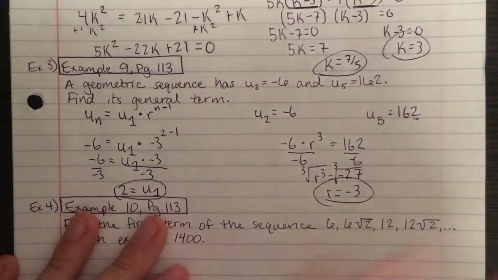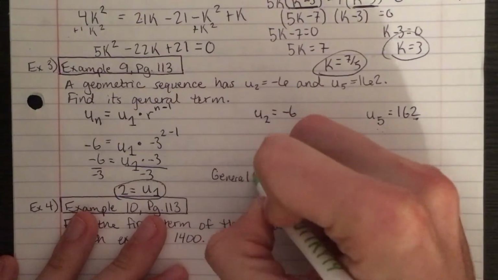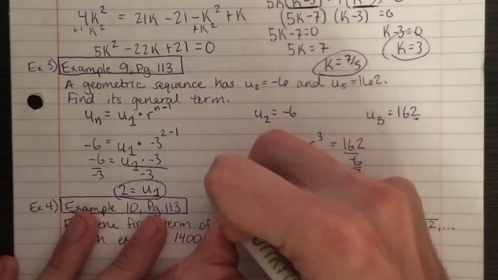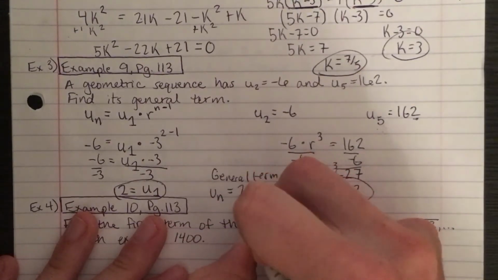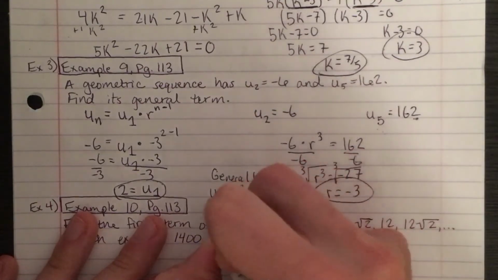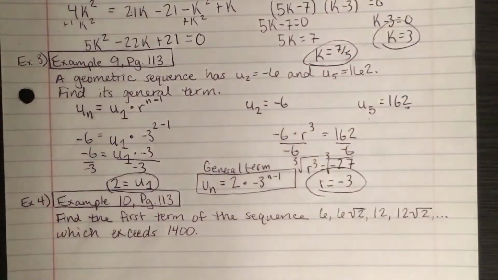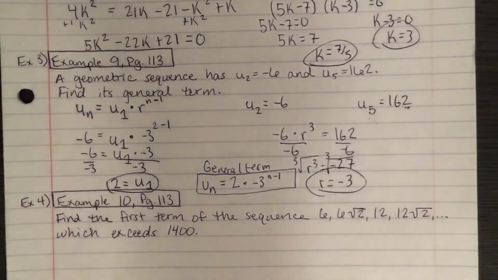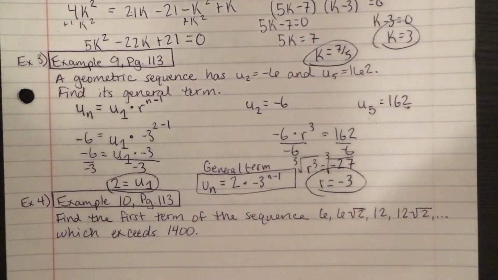So the general formula here, the general term, the explicit formula for the nth term, you're going to find for this sequence by doing 2 times -3 to the n minus 1. So really, not so far, nothing too bad at all.